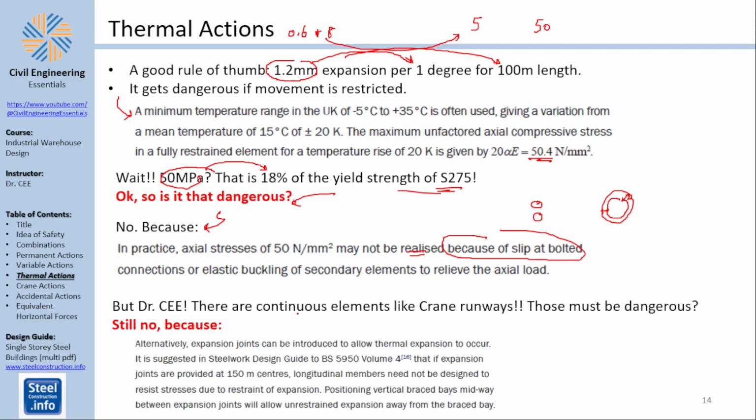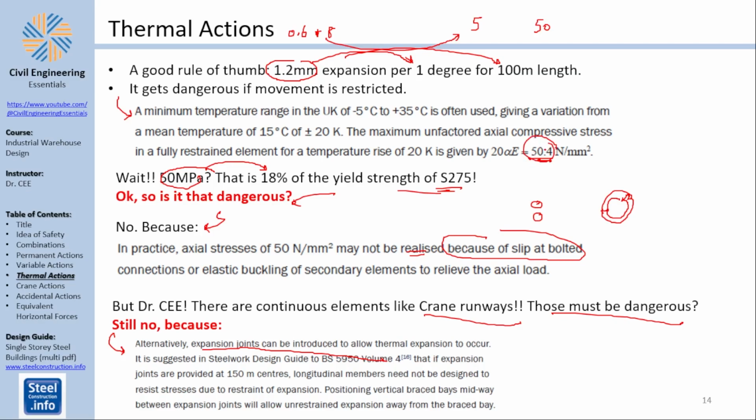Well, look, there are continuous elements like crane runways. Those must be dangerous. No, still no, because the reference still says that you can provide expansion joints to try to ignore that if you have it. Well, if you don't have all this stuff, if you just go against the entire common sense of engineering, then yes, you have to include 50.4 into account.